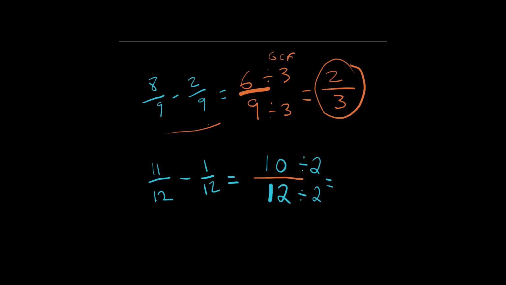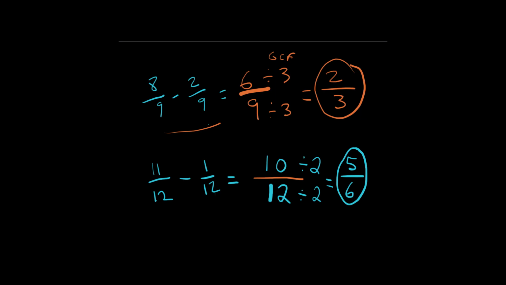So when you have even numbers, even if you don't find the greatest common factor, divide by 2 to get simpler numbers to work with, and then maybe you can have a better chance of finding the greatest common factor. Finding the greatest common factor means you only have to have one step. You only have to divide once. So it's like the quickest way to do that. All right, so 10 divided by 2 is 5. 12 divided by 2 is 6. Simplest form. So 11/12 minus 1/12 equals 5/6.